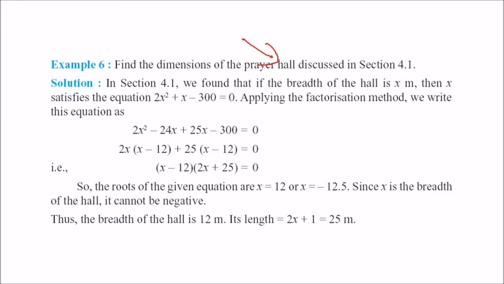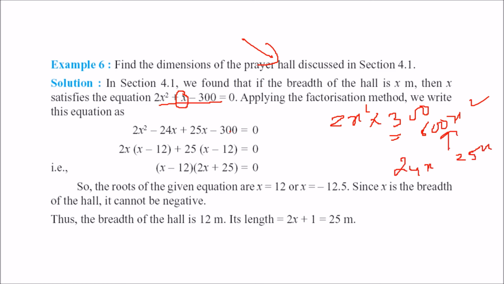Now we discussed the prayer hall at the beginning of our discussion. So let us solve it. 2x square plus x minus 300. Now 2x square into 300 multiplied, you will get 600x square. So you have to split this x such that the two terms give us 600. So 24x and 25x: if you subtract, these two will multiply to 600x square, and we will also solve the problem of getting the plus x. So minus x can be written as minus 24x plus 25x.